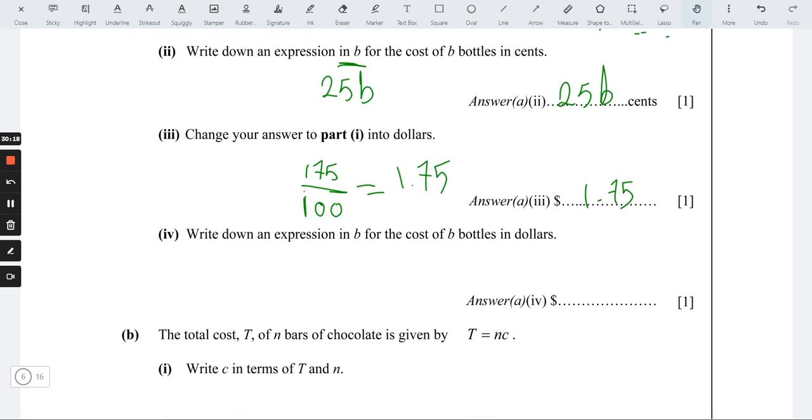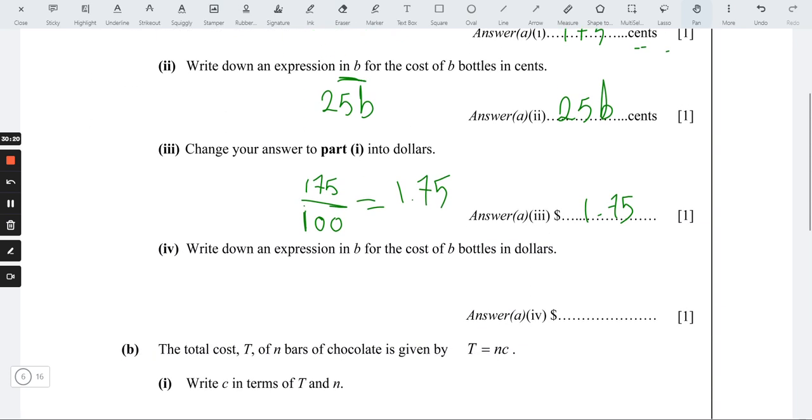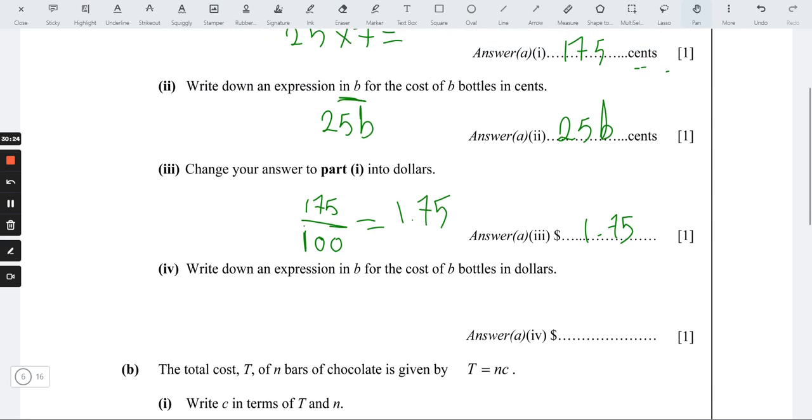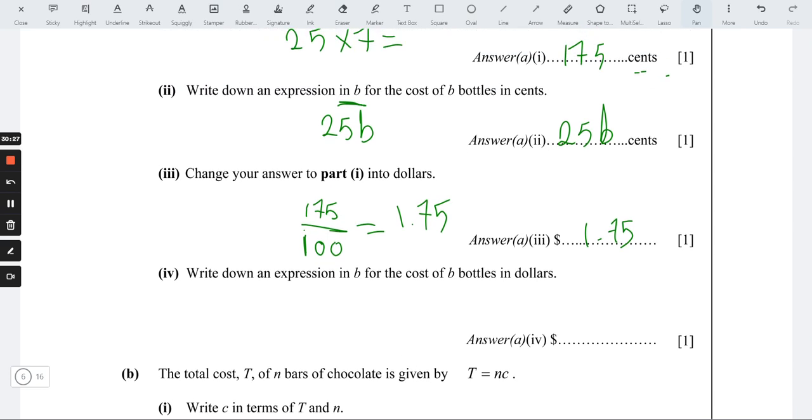Yes, question 4. Write down an expression in B for the cost of B bottles in dollars. In dollars, it will be 1.75. Write down an expression in B for the cost of B bottles in dollars.